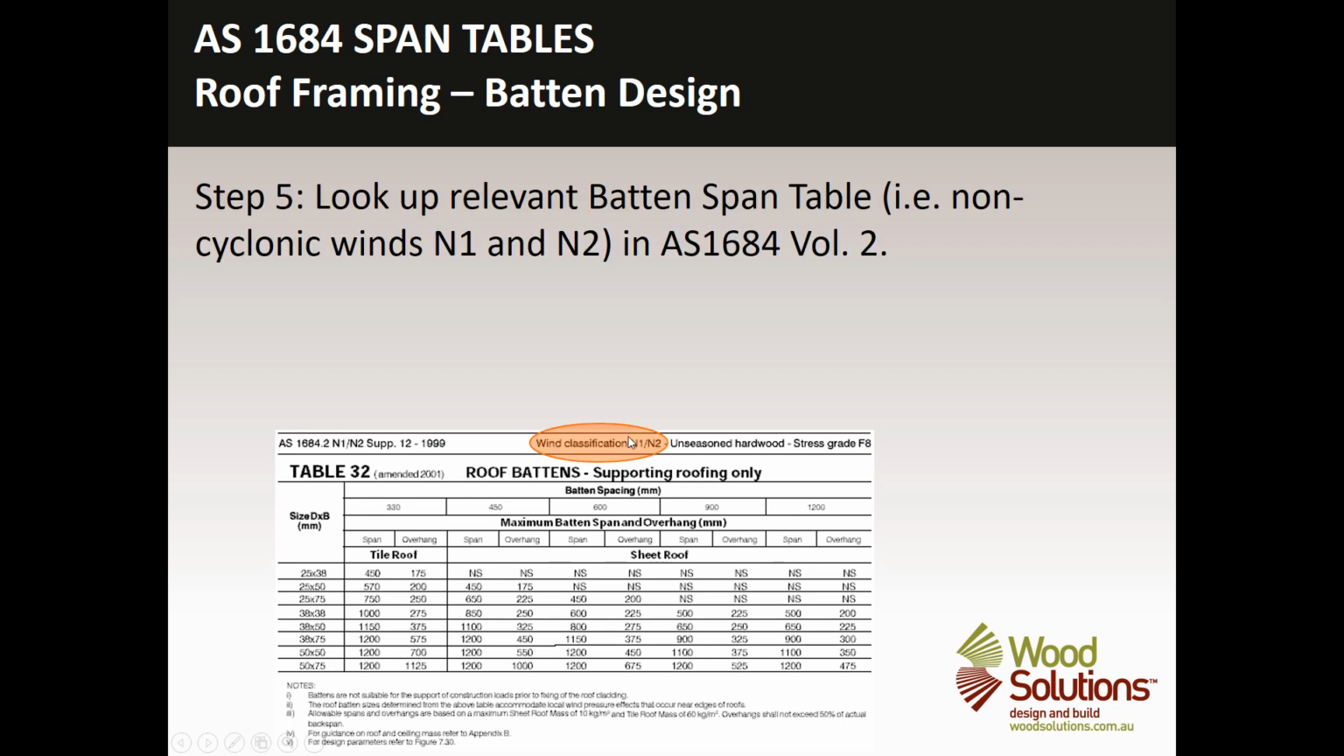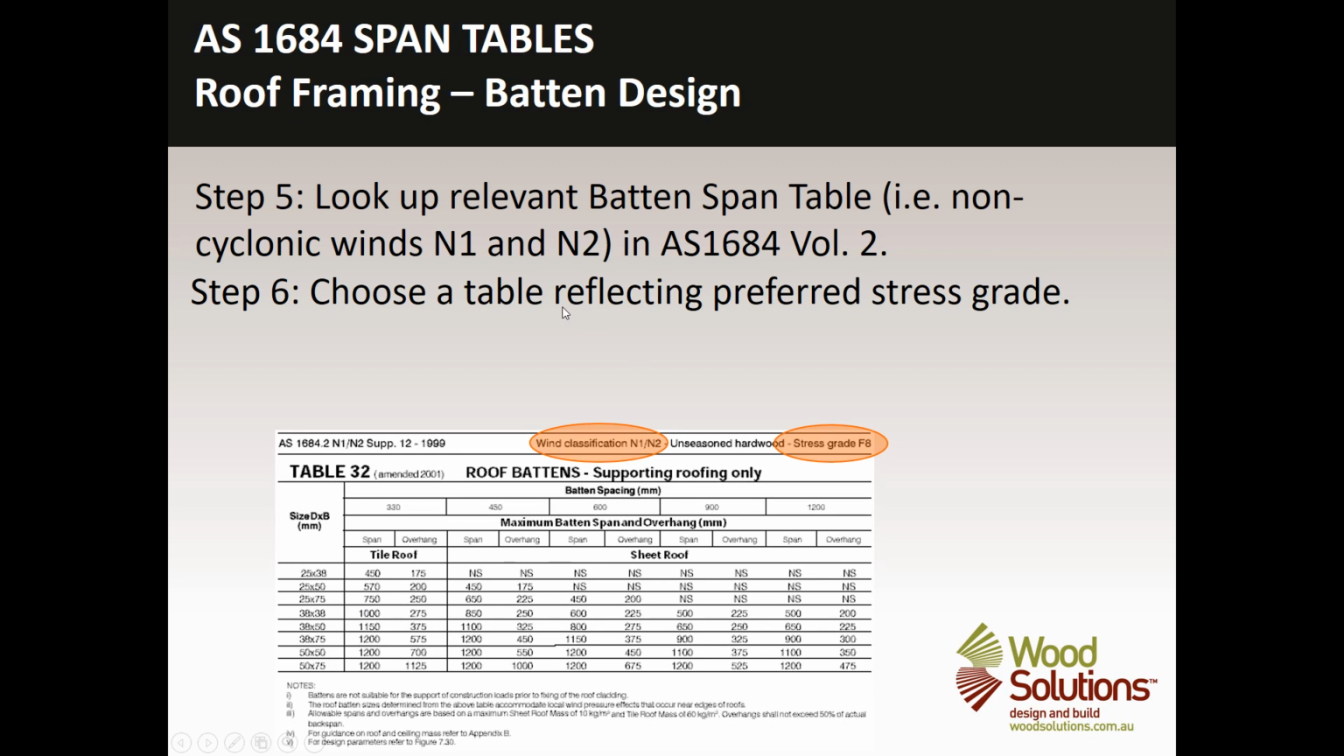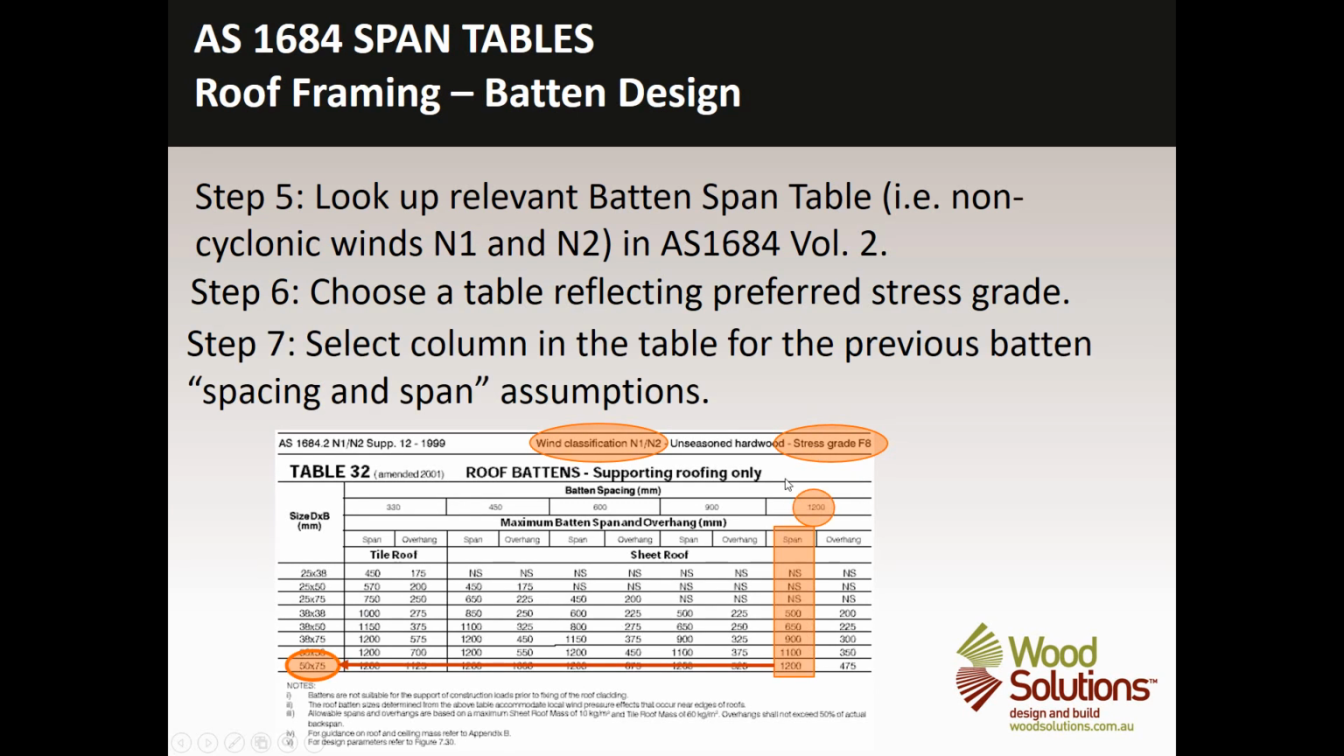So wind classification N1 and N2, choose a table reflecting preferred stress grade. Here they've chosen sheet, so rafter spacing 1200 and 1200 by 75.